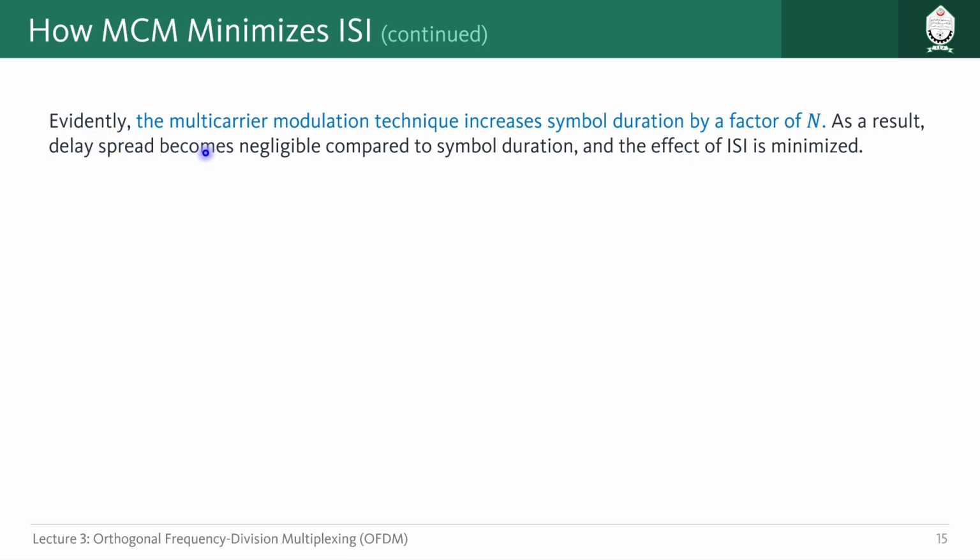So evidently a multi-carrier modulation technique increases symbol duration by a factor of N, as we had seen in the previous slide, and as a result the delay spread becomes very negligible compared to our symbol duration, and the effect of intersymbol interference is now minimized. That is what we are getting out of our multi-carrier modulation.